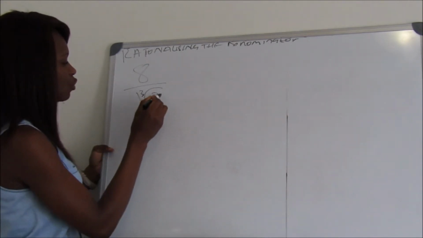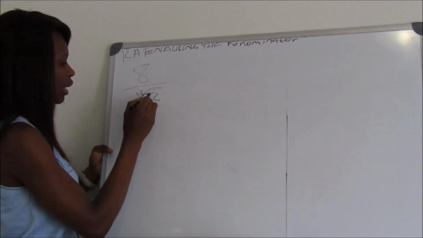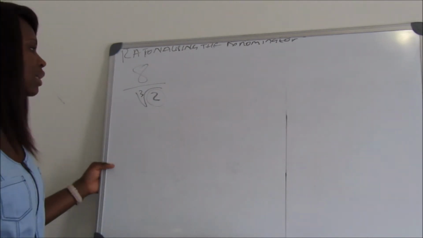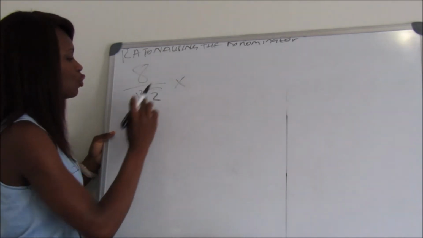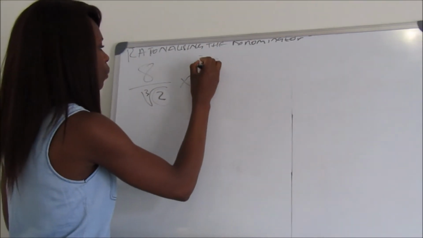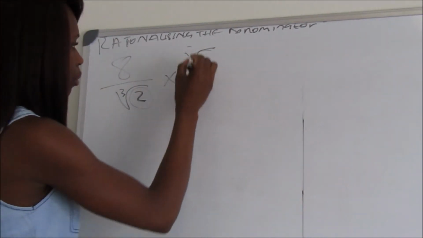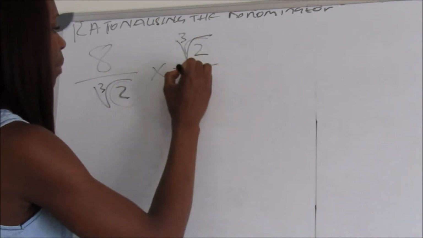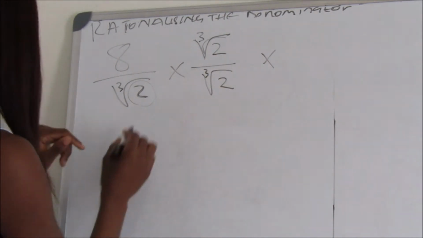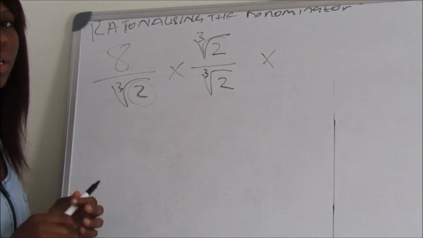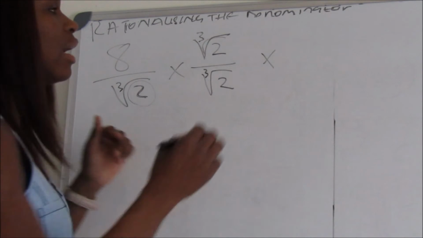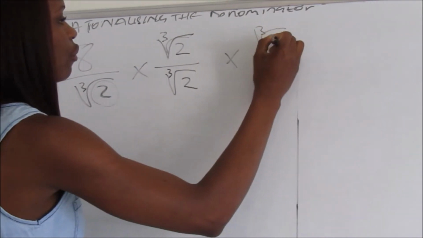Alright, the cube root of 2 is a number with decimals. So to get a cube root of something rational, we have to multiply by the cube root of 2 divided by the cube root of 2. But the cube root of 2 multiplied by the cube root of 2 is still an irrational number. So we have to add another cube root of 2 in the equation.